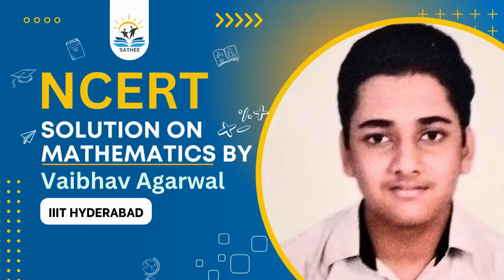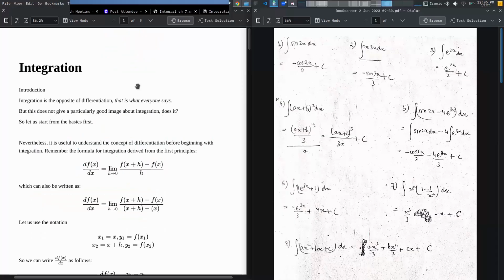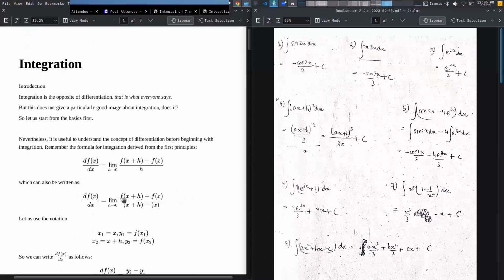I'm a second year BTech student at IIIT Hyderabad, and today I'll be presenting the topic of integration. Specifically, we'll be solving the first exercise of this chapter, and I'll be giving a brief introduction about the topic before starting with the exercise. So let's begin. So integration, you can see the notes are on the left side of my screen.